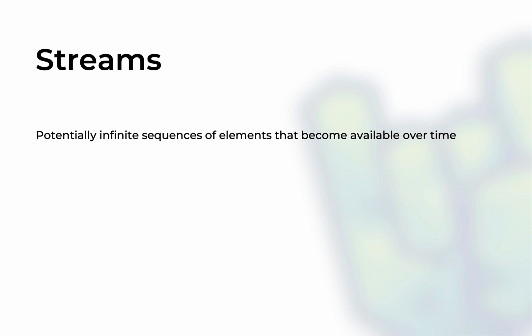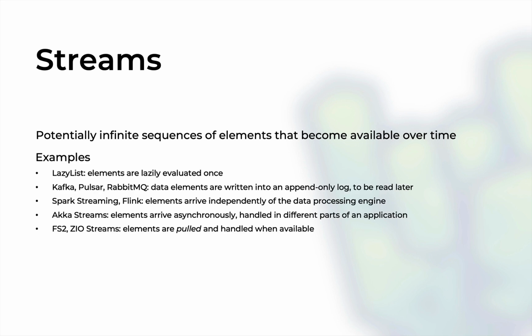And this definition is pretty broad, and it's used for different purposes in the classical data streaming tools that we have in the Scala ecosystem. So as examples of streams, we have the Stream which became LazyList in Scala 2.13 and then Scala 3. This is a collection of elements that are lazily evaluated once.